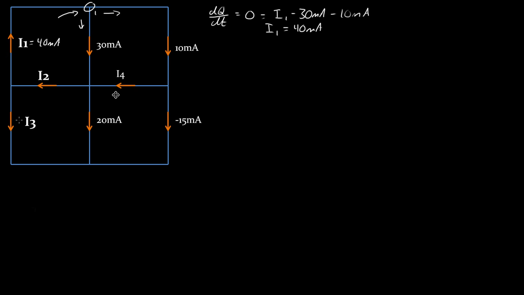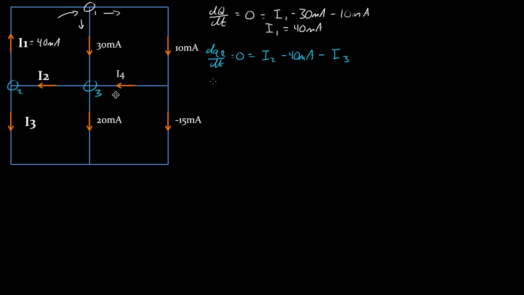Let's find out what I2, I3, and I4 are. So I2, well, we'll look at node 2. So we assume the change in charge at node 2 with respect to time is equal to 0. So we just add up all the currents. I1's leaving, so that's a negative 40 milliamps. And I3, we don't know what I3 is, so we'll just put minus I3. We can't solve for this because we have two unknowns and only one equation, so we'll move on.